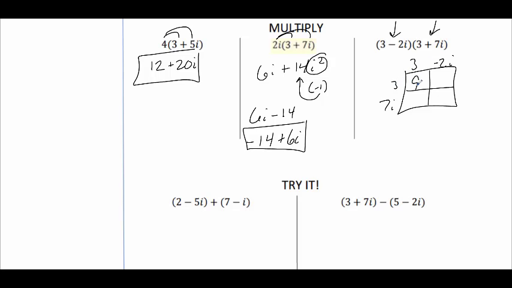So 3 times 3 is 9. 3 times negative 2i is negative 6i. 7i times 3 is 21i. 7i times negative 2i is negative 14i squared. But what do we know about i squareds? What happens to that box? It actually turns into a positive 14. I flip the number when I have an i squared.